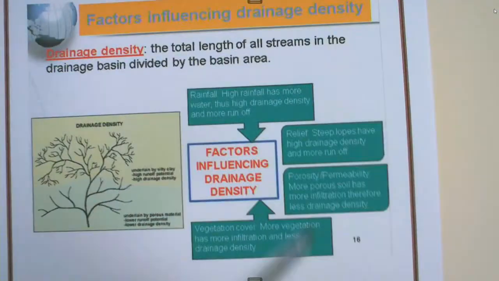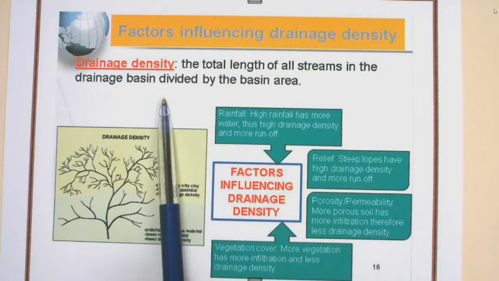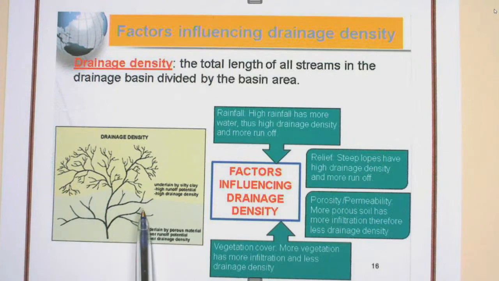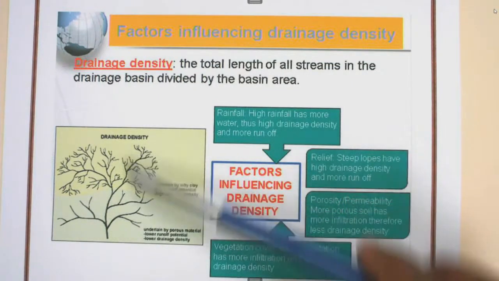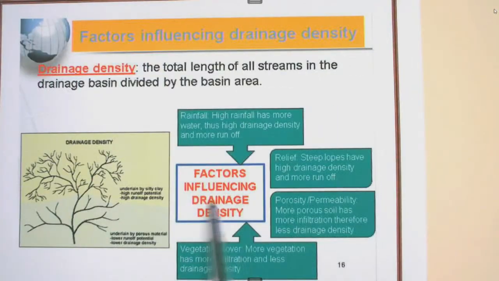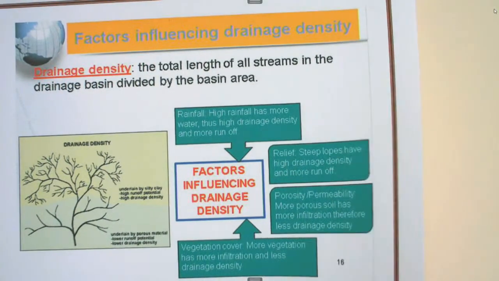Right, we go to the next concept, which has something to do with density: the drainage density. What is drainage density? It is the total length of all streams in a drainage basin divided by the basin area. Here we have various types of drainage densities. On the upper part we have the one which is fine textured, and this one is coarse textured. The factors that influence drainage density are almost similar to those we discussed with infiltration and runoff.